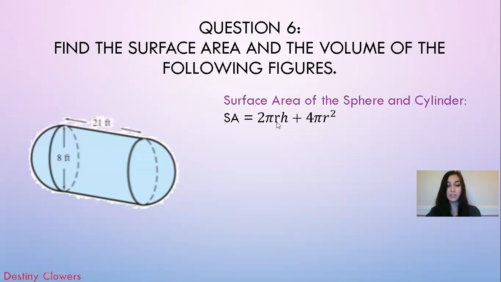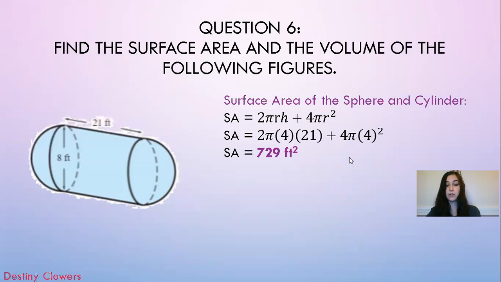Now the radius, once again, is always going to be half of the diameter. Now the diameter is 8, so 8 divided by 2 equals 4. So that means that 4 will be our radius, and this is what it will look like when we plug it into the problem. So surface area equals 2 pi times 4, which is the radius, times 21, which is the height, plus 4 pi times the radius, which is 4 squared. And when we do that, we get 729 feet squared.